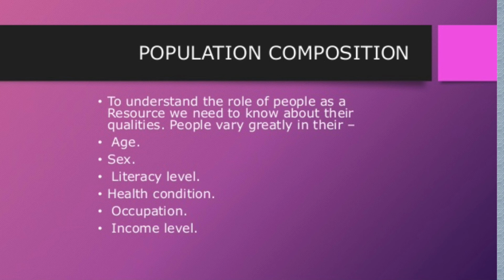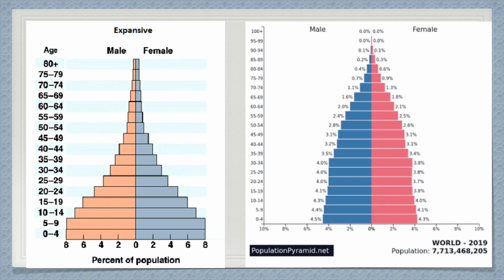People vary greatly in their age, sex, literacy level, health condition, occupation, and income level. Hence, we can say that people in an area or country are different from those of other areas or country. To understand population composition, it is important to know about population structure. Population structure is the description of a population according to characteristics such as age and sex.